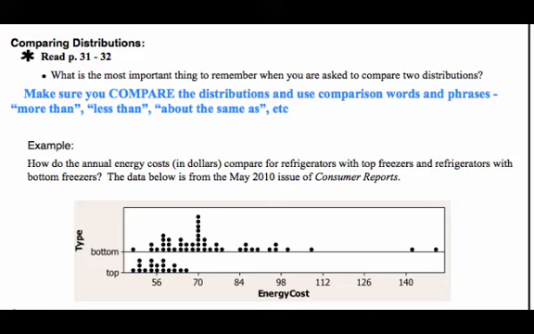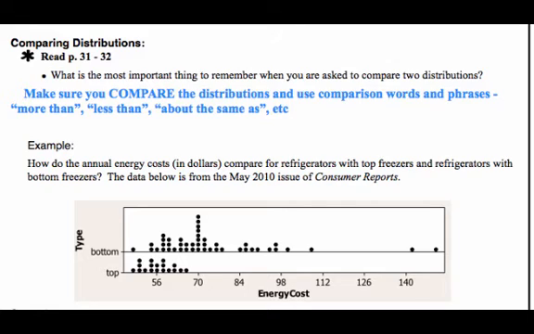So what is the most important thing to remember when you're asked to compare two distributions? Make sure that you address all four characteristics and, two, compare. Okay, so address all four characteristics and compare. This example: how do the annual energy costs in dollars compare for refrigerators with top freezers and refrigerators with bottom freezers? The data below is from the 2010 issue of Consumer Reports.